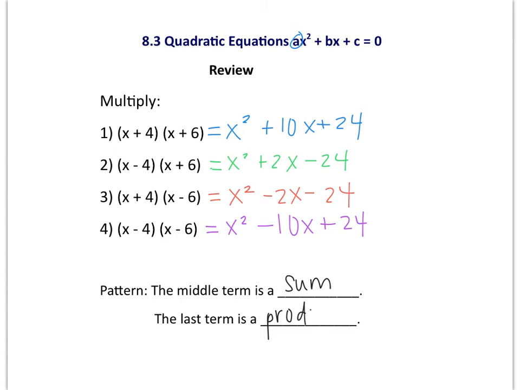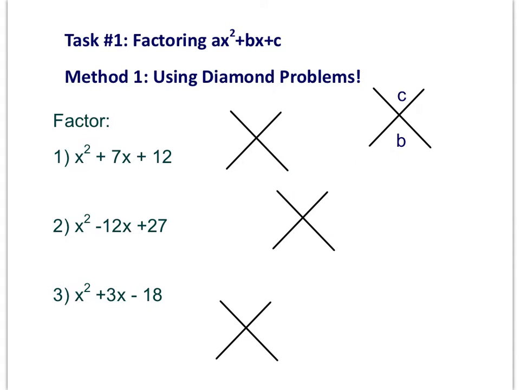so the last term is a product. So that's going to help us today when we work backwards and we try to figure out what are the factors of our trinomial or our end result. So today is all about working backwards. So our first task is to factor x squared plus bx plus c, because today a is just 1.